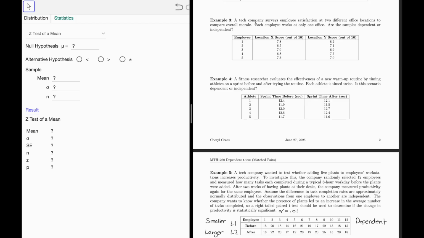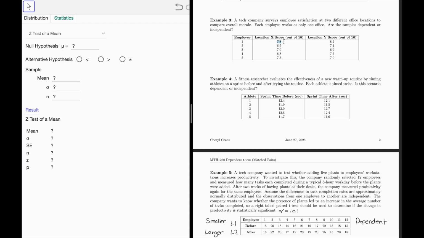Example 3, a tech company surveys employee satisfaction at 2 different office locations to compare overall morale. Each employee works at only one office. Are the samples dependent or independent?